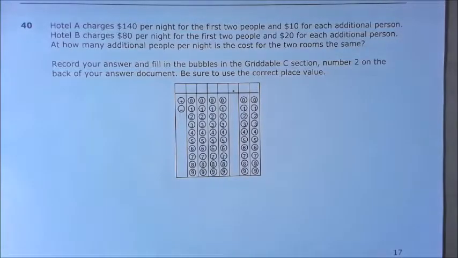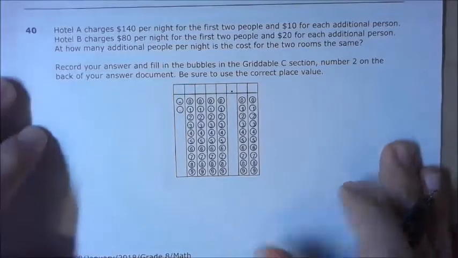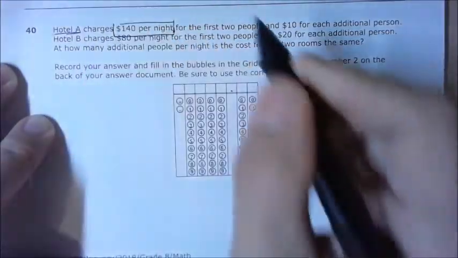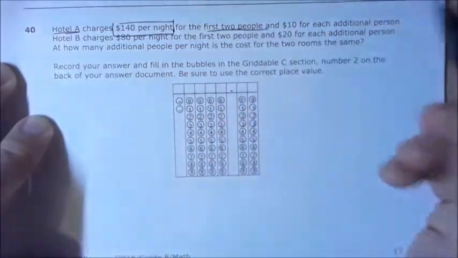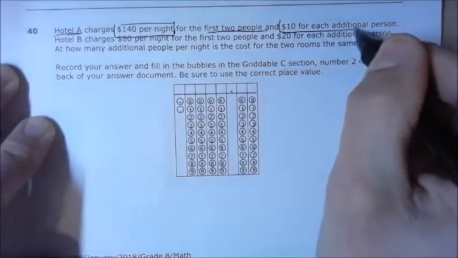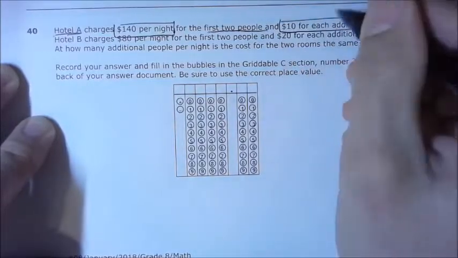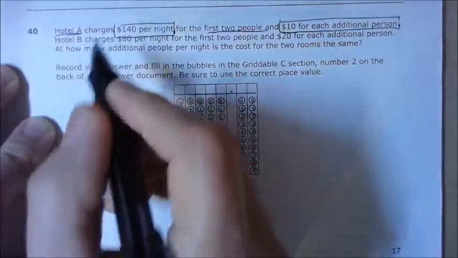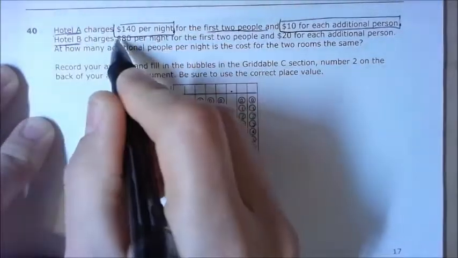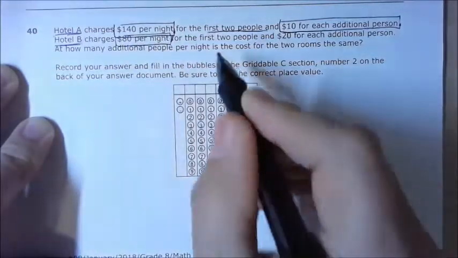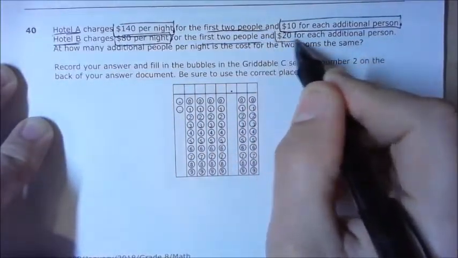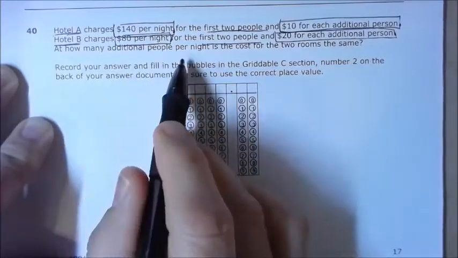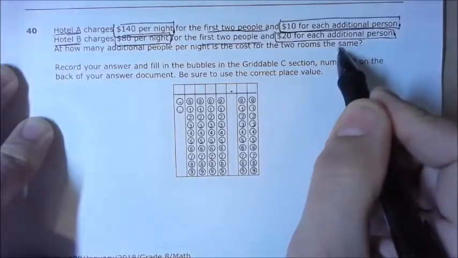Alright, so now we're going to do number 40. And on number 40, it says Hotel A charges $140 per night for the first two people, so it's for the first two people, and $10 for each additional person. So that's a unit rate. And this right here is my y-intercept. It says Hotel B charges $80 per night for the first two people and $20 for each additional person. At how many additional people per night is the cost for the two rooms the same?